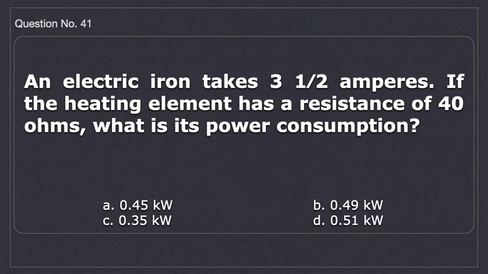Question number 41. An electric iron takes 3½ amperes. If the heating element has a resistance of 40 ohms, what is its power consumption? A. 0.45 kilowatt. B. 0.49 kilowatt. C. 0.35 kilowatt. D. 0.51 kilowatt. Answer B. 0.49 kilowatt.